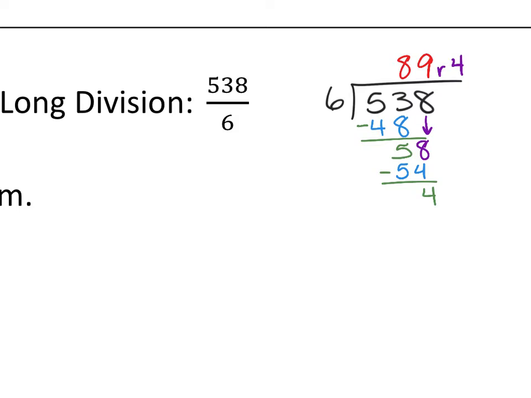You can actually write it as the quotient, 89, plus the remainder divided by the divisor. So the remainder was 4. The divisor, or the thing I'm dividing by, is 6. So this is actually 89 and 4/6, which yes is 2/3, but that's how we would write this. Does that sound familiar? Yes.